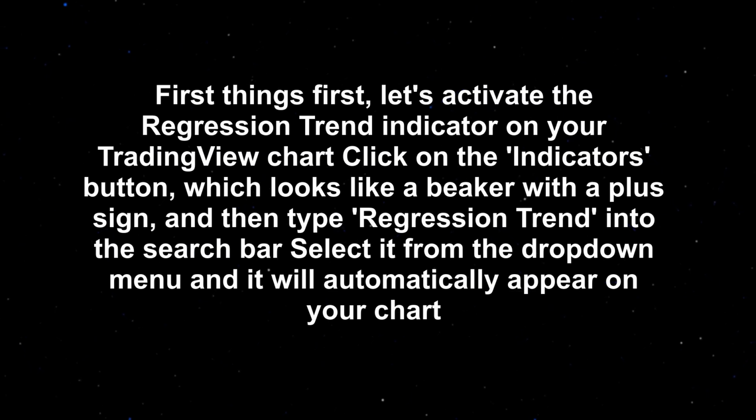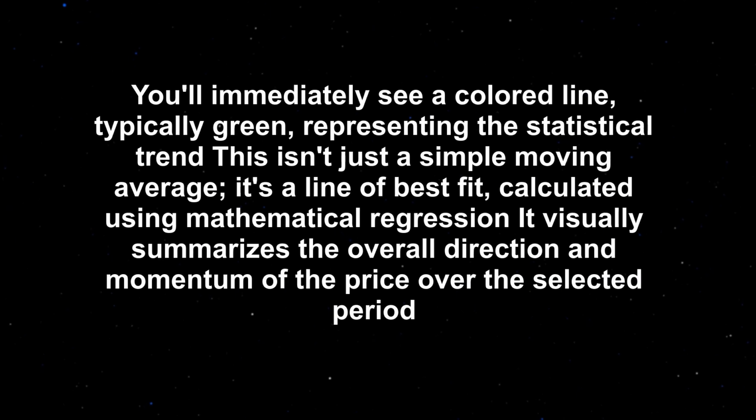Click on the Indicators button, which looks like a beaker with a plus sign, and then type Regression Trend into the search bar. Select it from the drop-down menu, and it will automatically appear on your chart. You'll immediately see a colored line, typically green, representing the statistical trend.